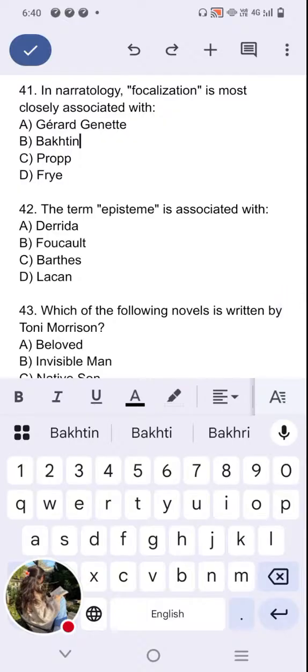Next question, in narratology, focalization is a concept that is most closely associated with who among the following? Option A, Gerard Genette. Option B, Bakhtin. Option C, Propp. Option D, Northrop Frye. Who coined the term concept focalization? So focalization means focusing on a single concept or gathering your attention to a single point. And the critic is Gerard Genette.